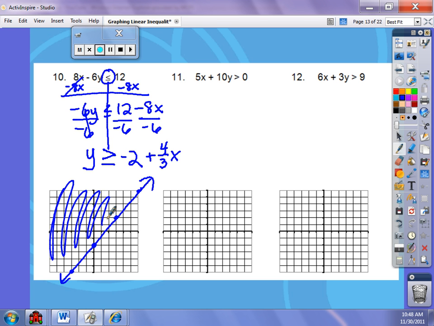So all of the ordered pairs that fit out here, all of these, are going to work. If I plug in the x and y, it will make a true statement. And that's what we did today with graphing linear inequalities. I hope that was helpful.